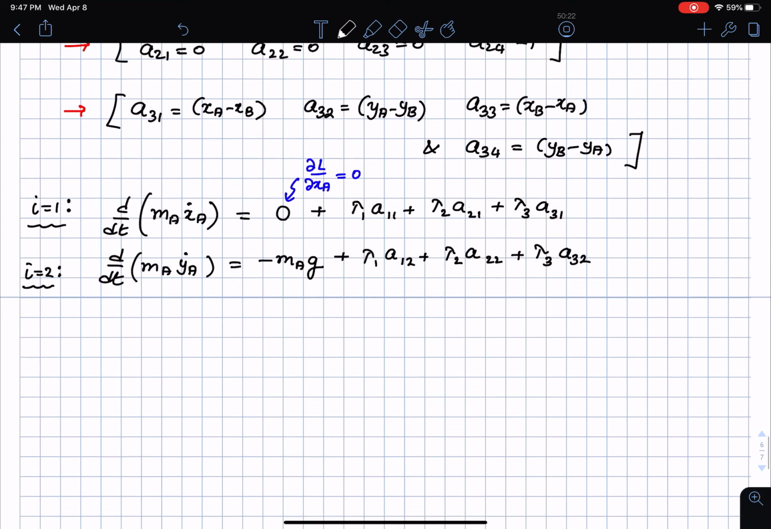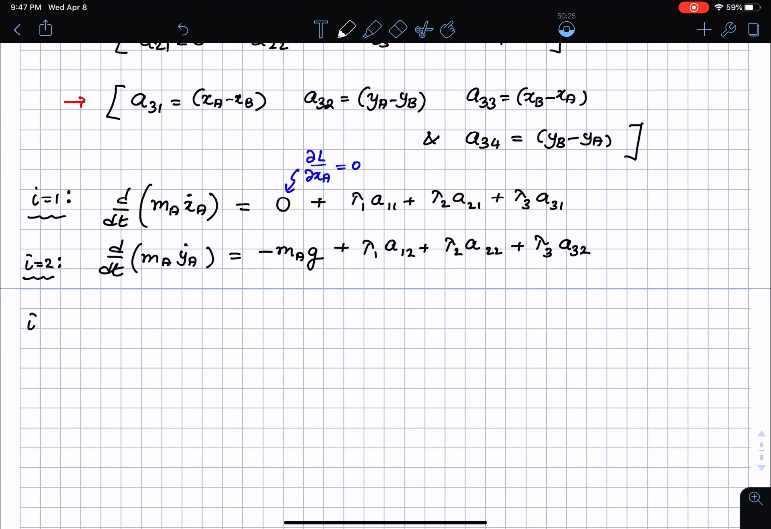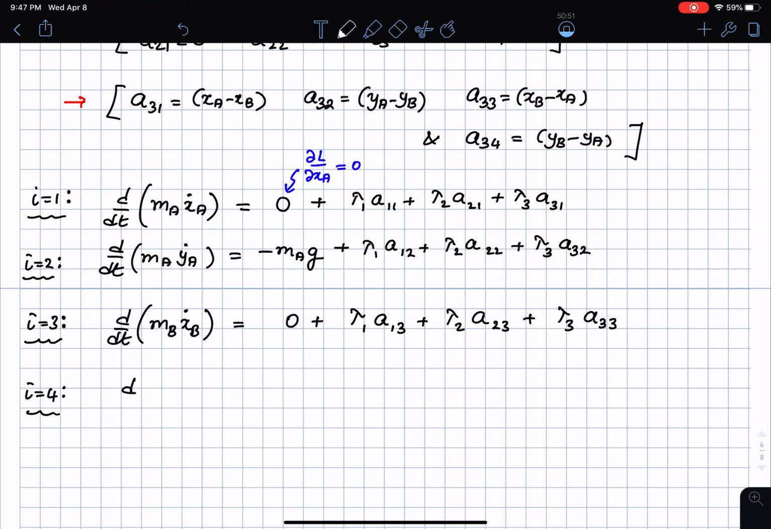And then I have two other things that I'm going to write down. For i equal to 3, we have d/dt of m_b xb-dot, which is equal to 0, and then lambda_1 a13, lambda_2 a23, and lambda_3 a33. And then the last one, i equal to 4, where we have d/dt of m_b yb-dot, which is equal to minus m_b g.